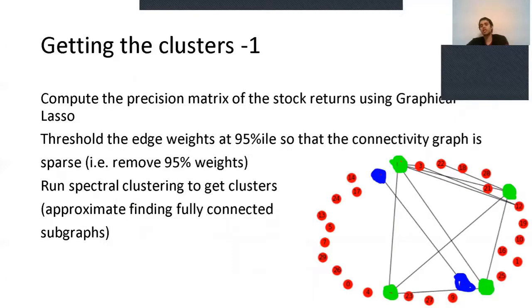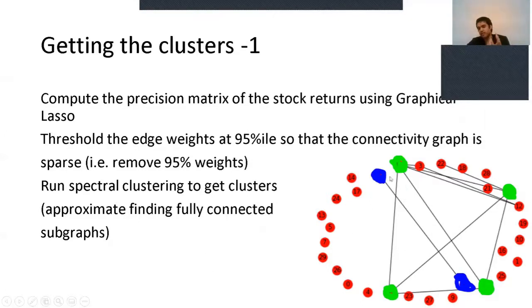Now the question is, how do we actually get the clusters? So one way would be to get the precision matrix of the stock returns using graphical lasso. Then, since the graph which we will get will be a fully connected graph, we will remove 95% of the edges so that only the relevant connections are left. So basically the edges which will be left will show more statistically significant connections between the stocks.